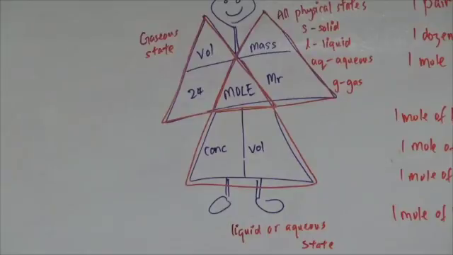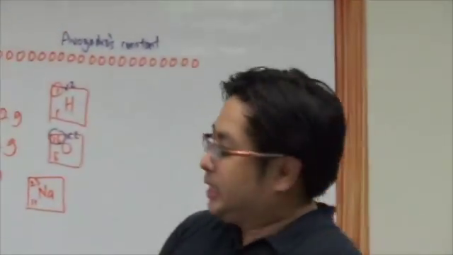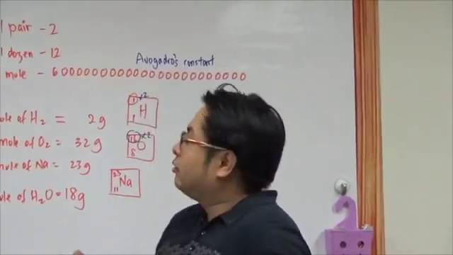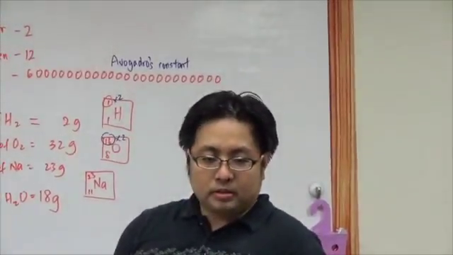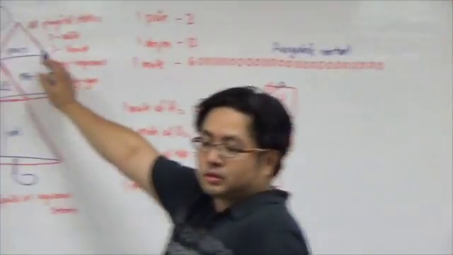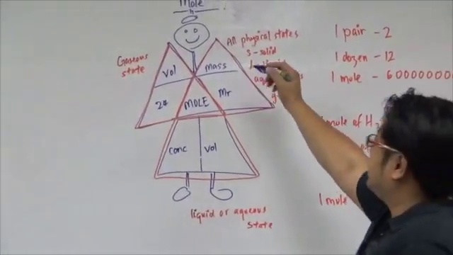Just as in physics, we are very particular about the units. In chemistry, we also are very particular about the units used. For example, this mass is in grams.